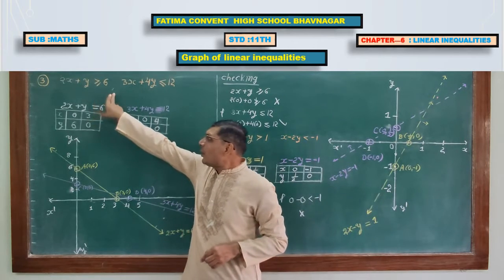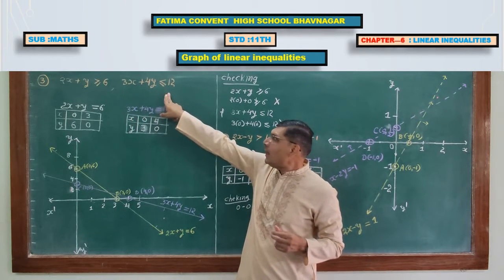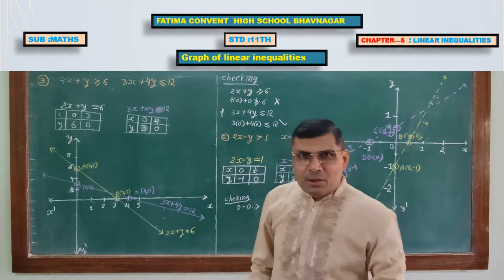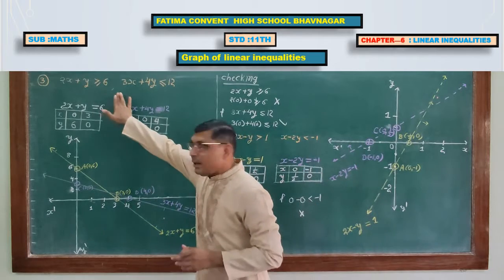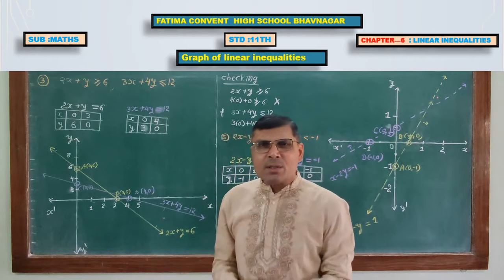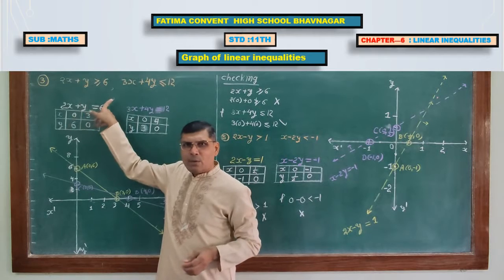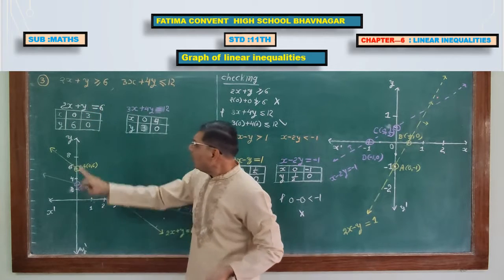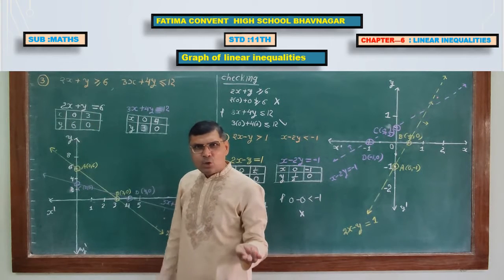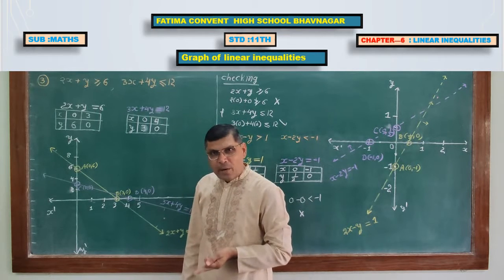2x plus y greater than or equal to 6, one line. 3x plus 4y less than or equal to 12, second line. Actually, this is not a line, but it represents a whole area. So here, first I will decide about a line. This represents the line 2x plus y equal to 6. Now as you know, first x equal to 0, then y equal to 0, I will get 2 points, and 2 points are enough to find the equation of a line on the graph.